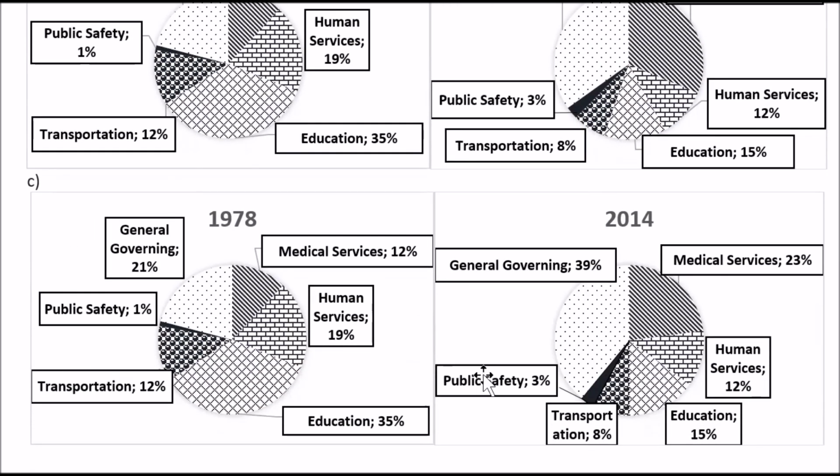Let's check if it is true for C. Well, medical services was at 12% and it rose to 23%, almost doubled. So C is our correct choice here. It becomes our winner at this point.